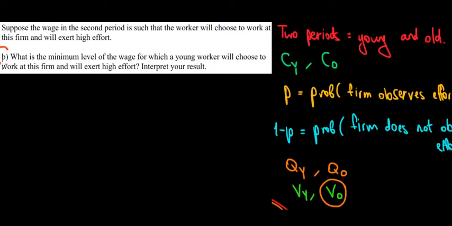Let's have a look at part B now. So suppose the wage in the second period is such that the worker will choose to work at this firm and will put high effort. What is the minimum level of the wage for which a young worker will choose to work at this firm and will put high effort?